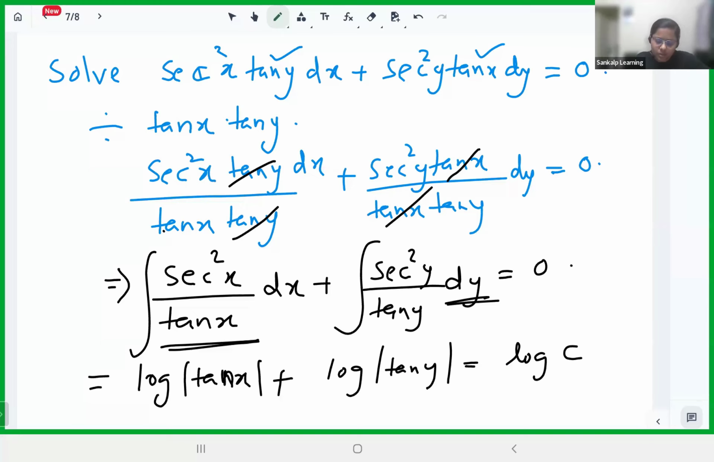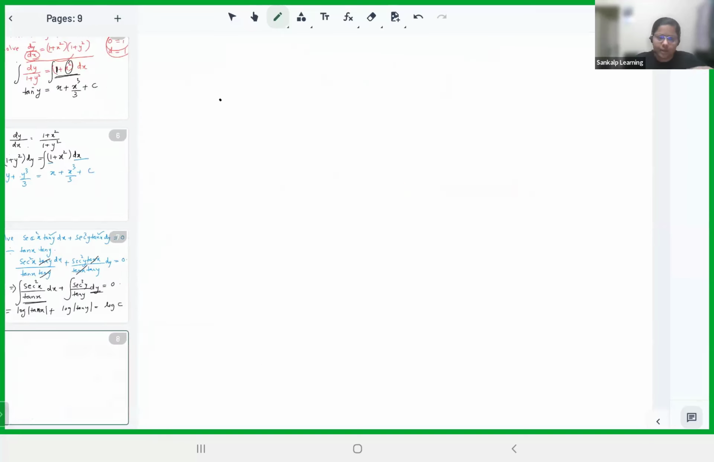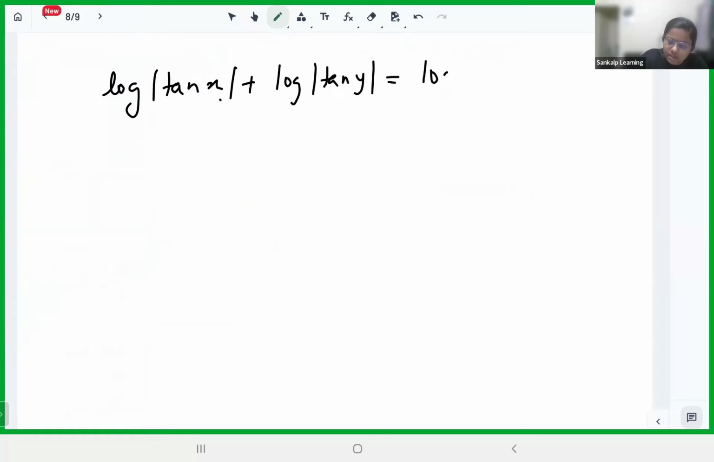All right, so this is for applying the property of log. So we have got log tan x plus log tan y equal to log c. The integration constant is considered as log c here. Okay. So this is equal to log of tan x into tan y, since log a plus log b is equal to log of a into b, right? So this is equal to log of tan x into tan y is equal to log c.